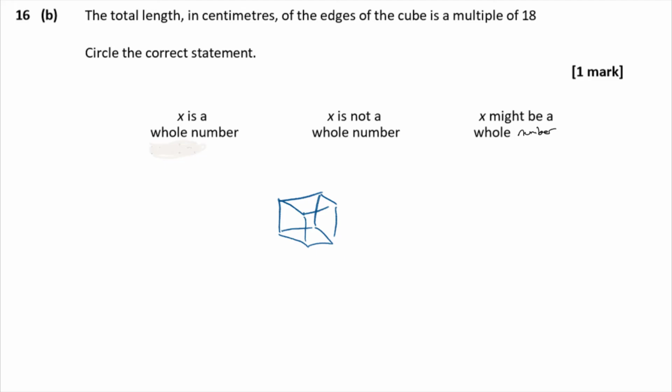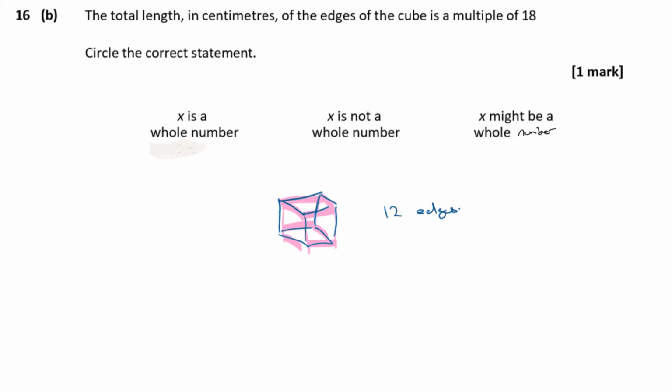It's got 1, 2, 3, 4 along that face, 5, 6, 7, 8 looking at the edges of that face, and then you've got 9, 10, 11, 12. So you've got 12 edges altogether. 12 edges. Okay. And 12 edges, if you add up the total length in centimeters of the edges of the cubes, you get a multiple of 18.